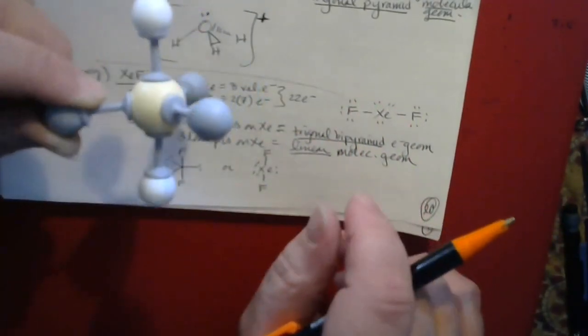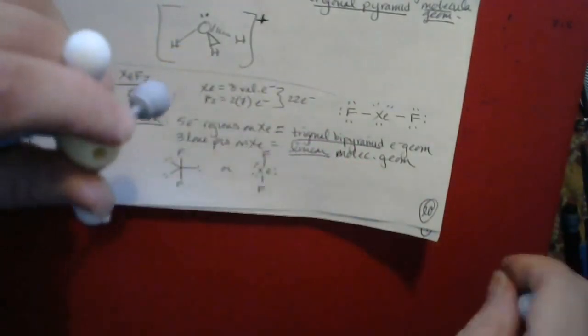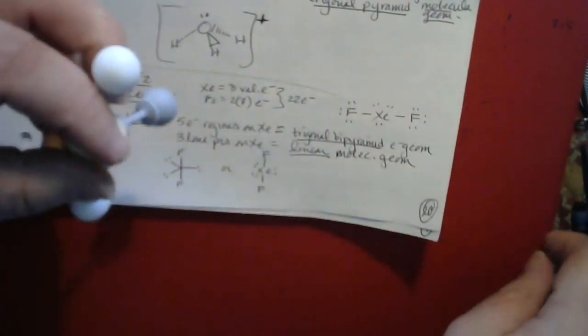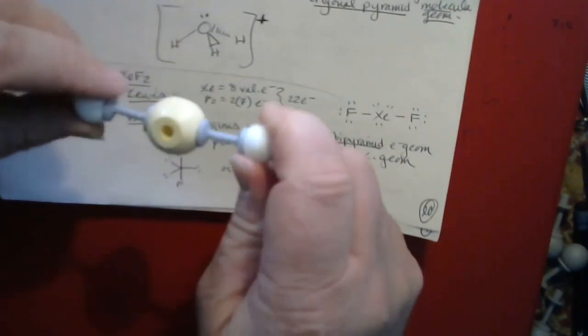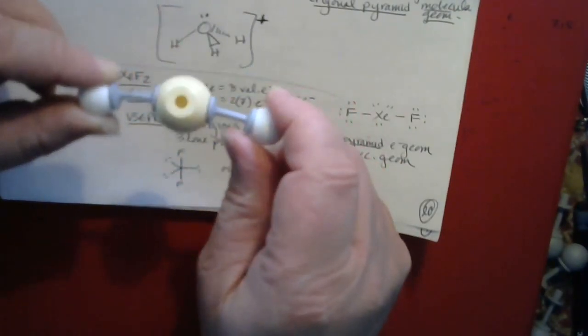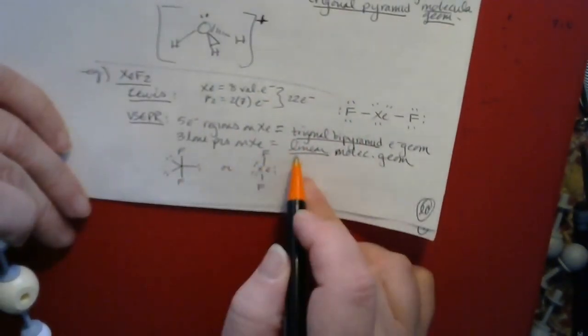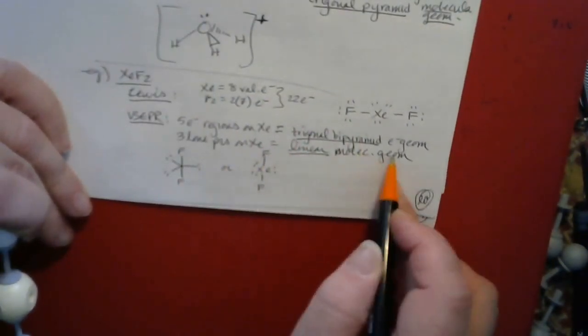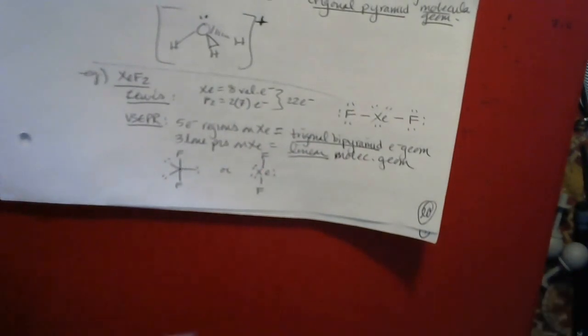So the electron geometry would be trigonal bipyramid again. 3 of those are lone pairs though. So what happens when you take off 3 equatorial positions in something that's trigonal bipyramid? You end up with this, which is linear. Well, it's a little distorted, but yeah, linear. So the molecular geometry for XeF2 would be linear because of those three lone pairs all in the equatorial positions.